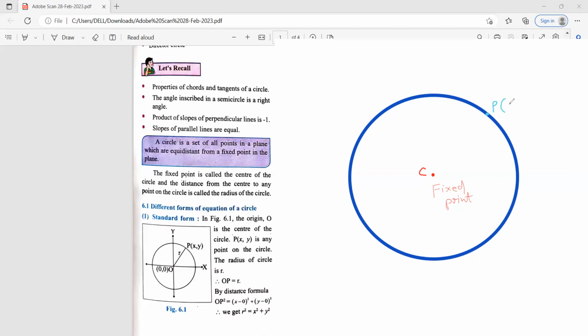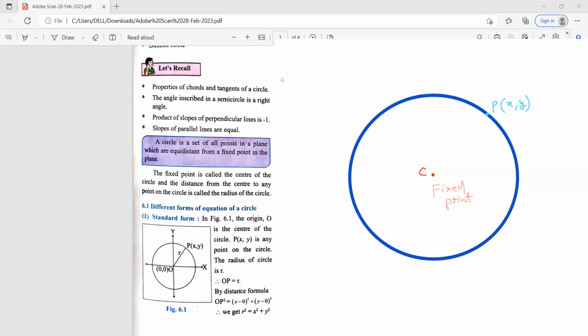I will take P as x comma y. And the center of the circle is a fixed point. Fixed point is the center. And P is a variable point. Why did I say P is a variable point? Because it can be anywhere on the circle.